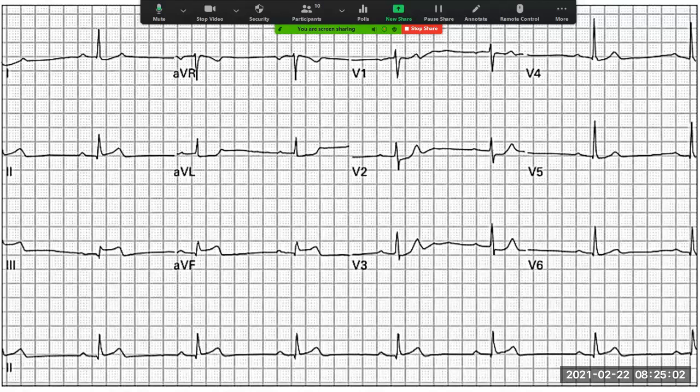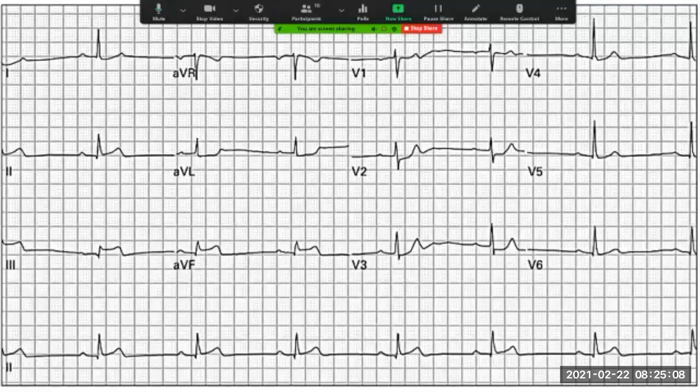So the rate of this patient, let's have a look and see. So his heart is going at 1, 2, 3, 4, 5, 6, 7. 300 divided by 7 comes up to just about 40 somewhat, okay? So that's quite slow. So that's a bradycardia.